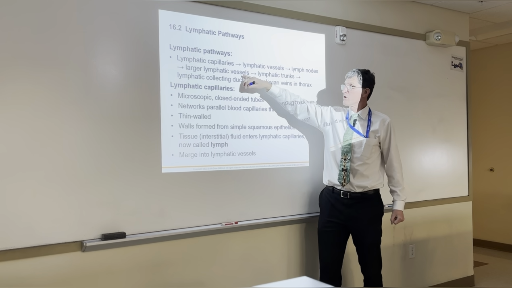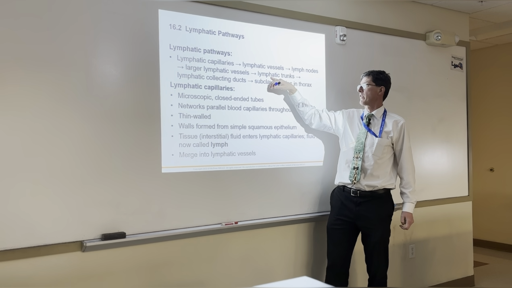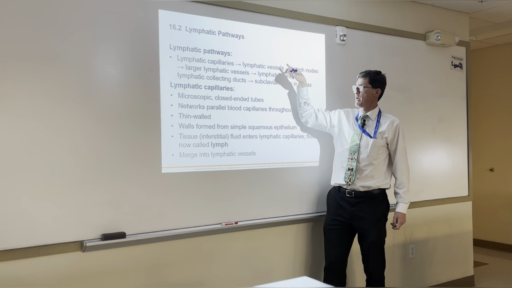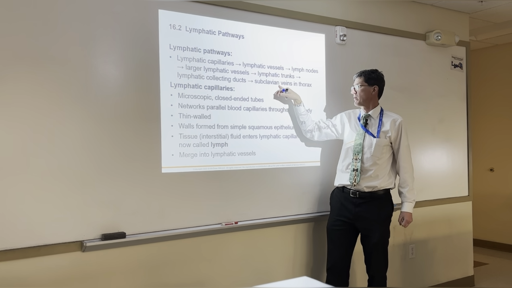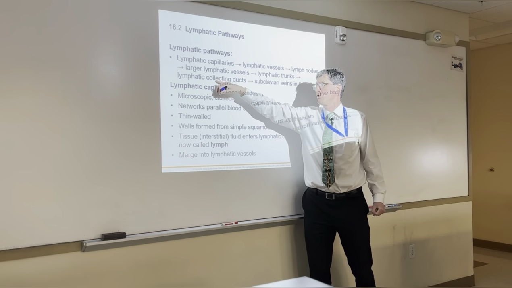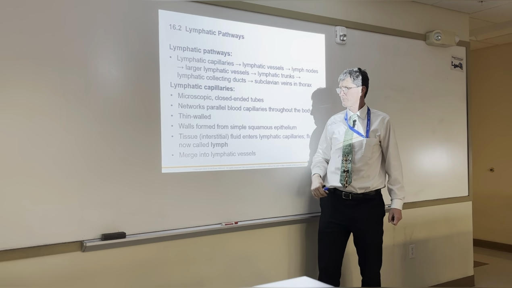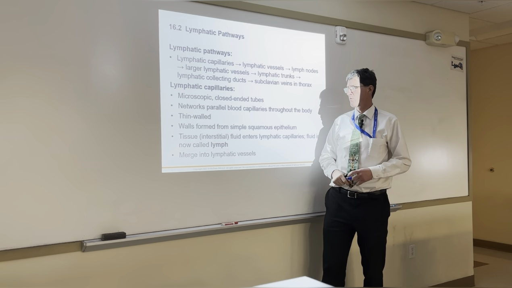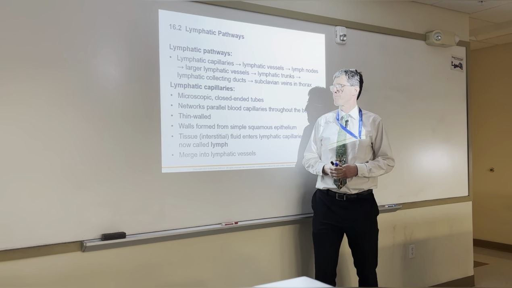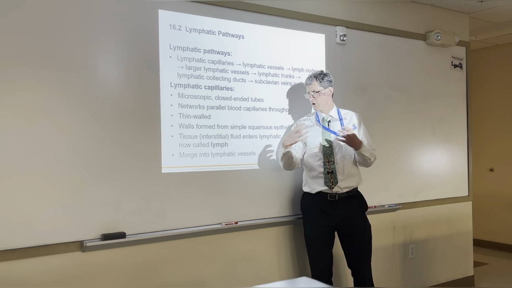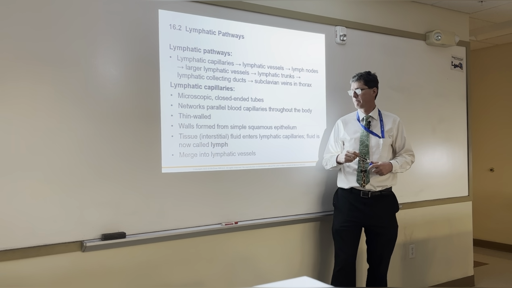And then we'll come to larger lymphatic vessels, and then they come together to form trunks. And then the trunks come together to form collecting ducts, and then the collecting ducts dump into the subclavian veins. So there are two collecting ducts. Of course we'll talk about this more in a minute, but that's kind of the idea. It just gets bigger and merges together to come back to the blood.